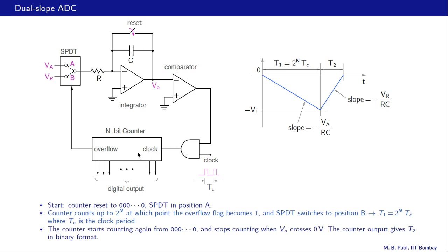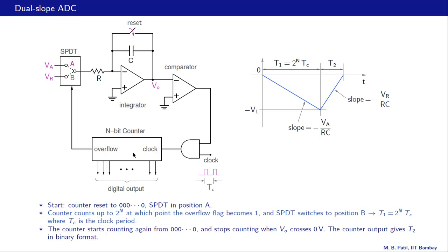And the count that the counter holds at this time is exactly the digital output that we are looking for. So as we have seen in the last slide, this T2 is proportional to the input analog voltage VA, and this counter simply converts that T2 into the digital format. So that is how this dual slope ADC works.